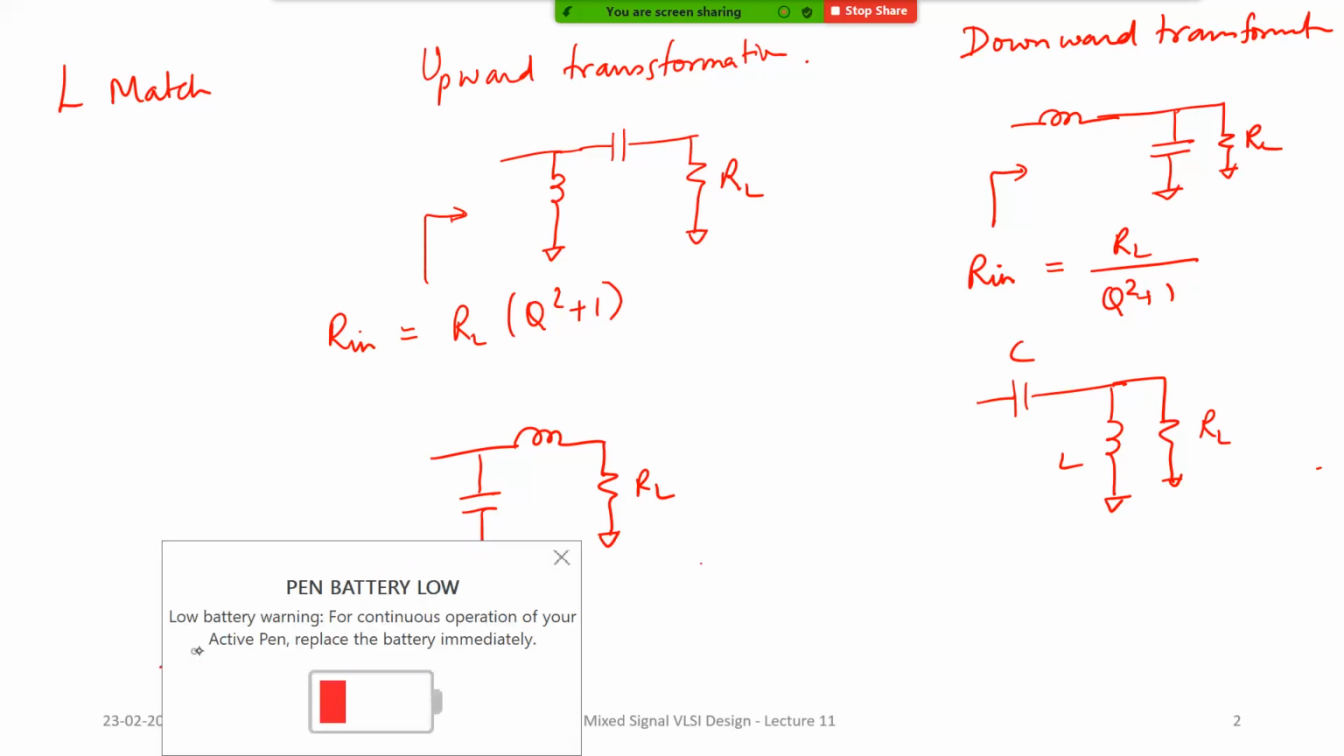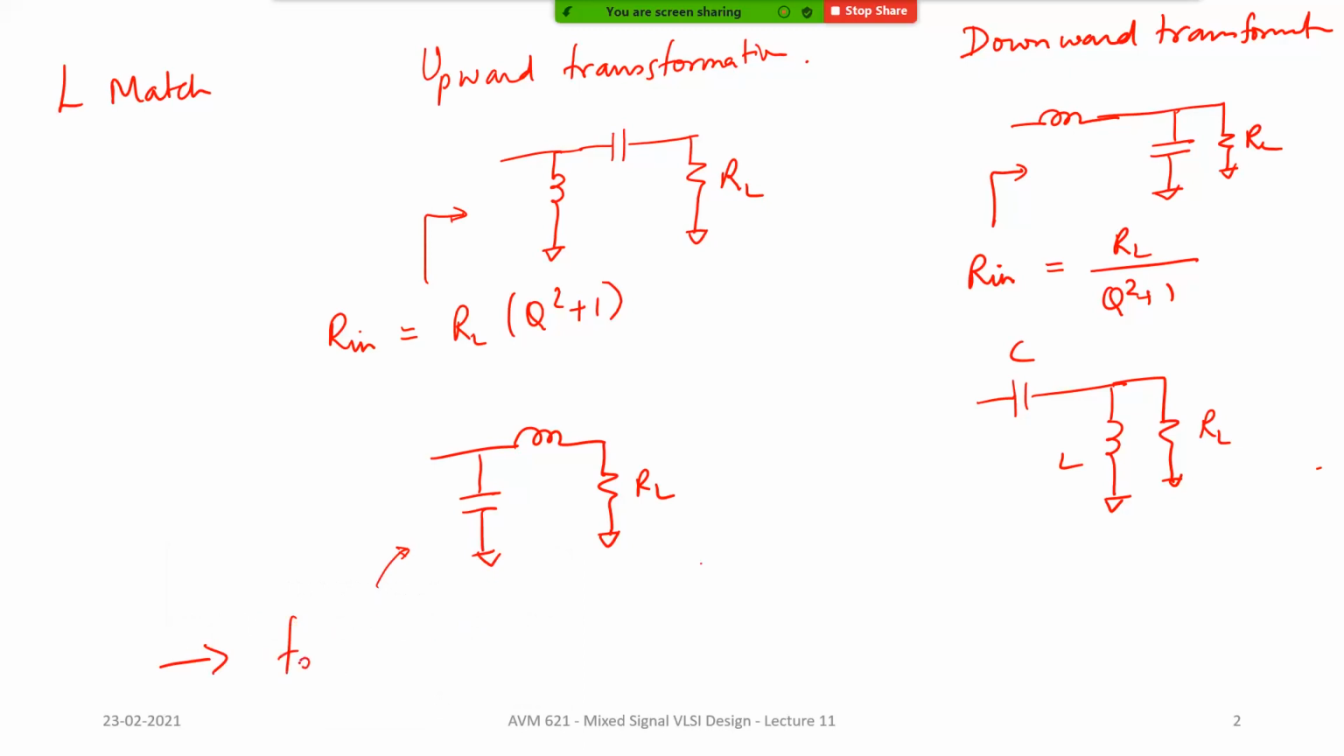And the disadvantage that we saw was that once F naught and the transformation ratio, let's say the RL by Rn ratio, is fixed, then Q is also fixed, right? You cannot separately set the Q of this network. Okay, so if you want bandwidth, you have to live with whatever transformation ratio you get. And on the other hand, if you want a particular transformation ratio, you will have to live with whatever Q and bandwidth you get. Okay, so that is the limitation of L match.